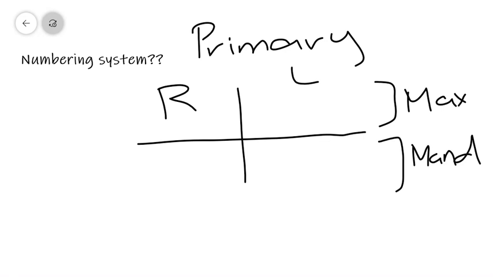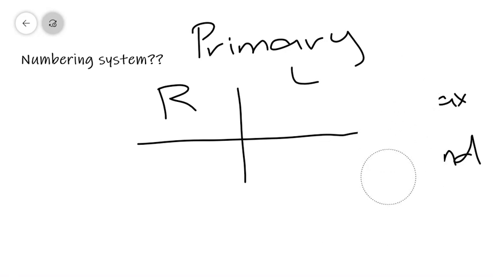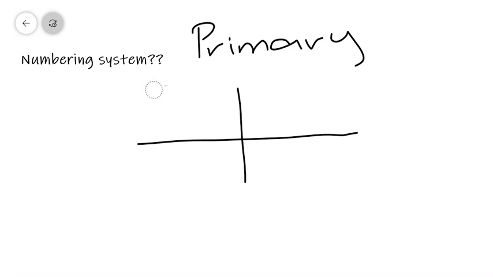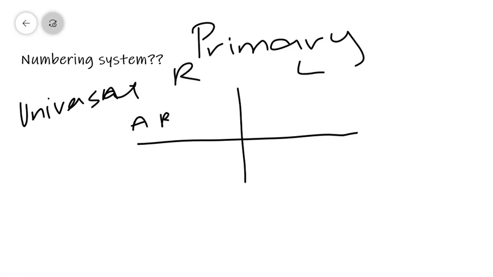So we'll talk about how the universal numbering system works for the primary dentition. So I'm going to write down universal numbering system. Okay, now the universal numbering system for the primary dentition works in a very simple way. We start from the right hand side, right maxillary teeth. We write A, B, C, D, E. That's it. That's how we write it. And this is the midline. This dividing section is the midline of the tooth.